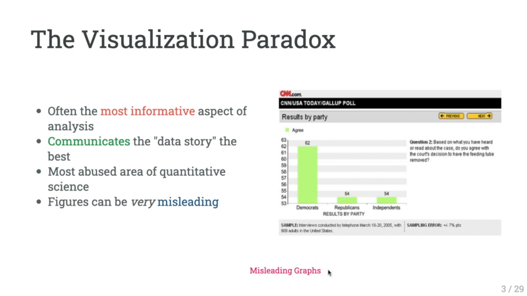Now, if you have extra time on your hands, I recommend going to this link, Misleading Graphs. It has a bunch of ways that graphs are made to be misleading, and sometimes it's on purpose. Sometimes it's just ignorance by the individual making it. But it's good to go look at all the different ways that are really common, how people end up making really misleading graphs.